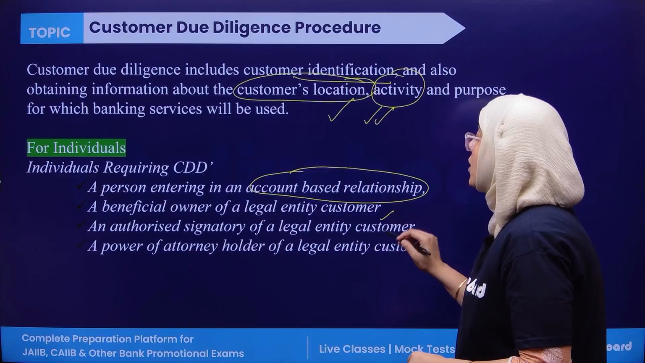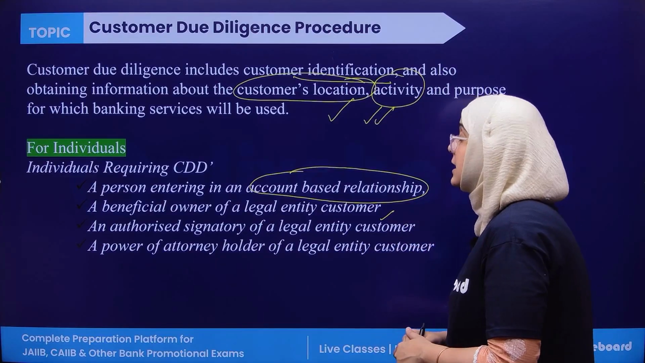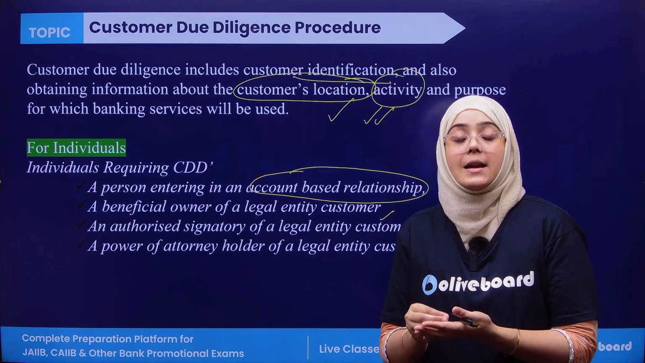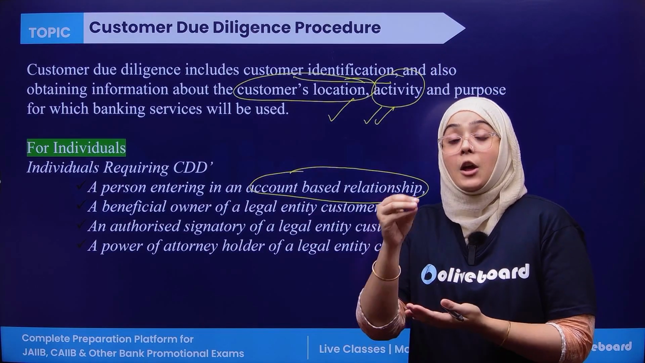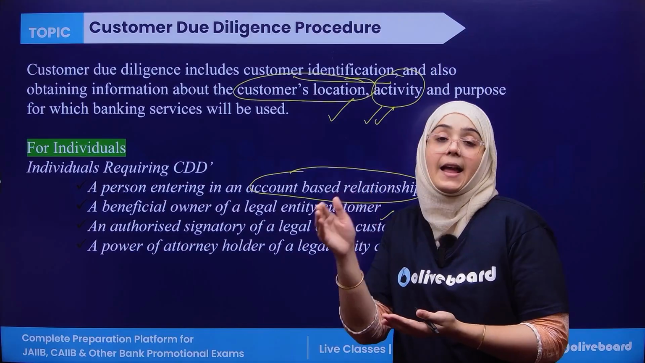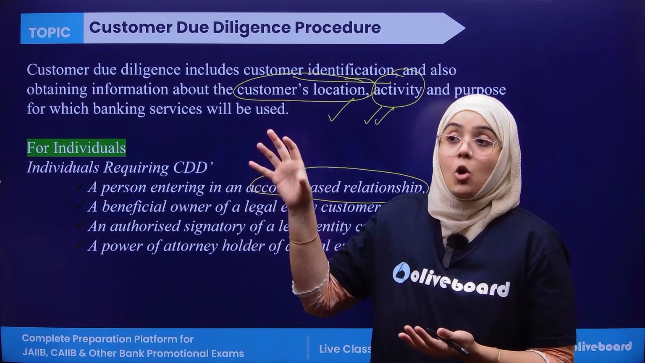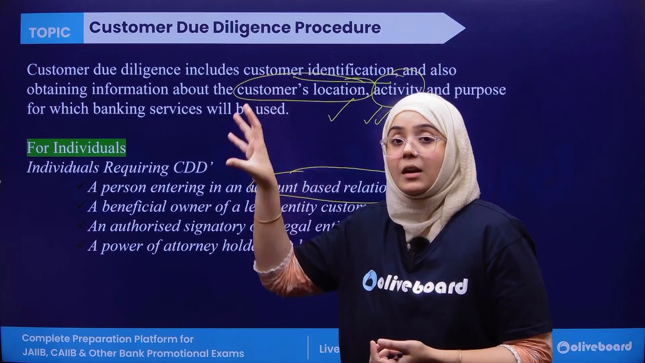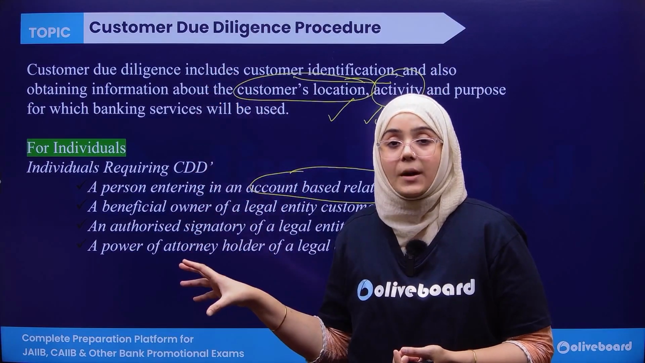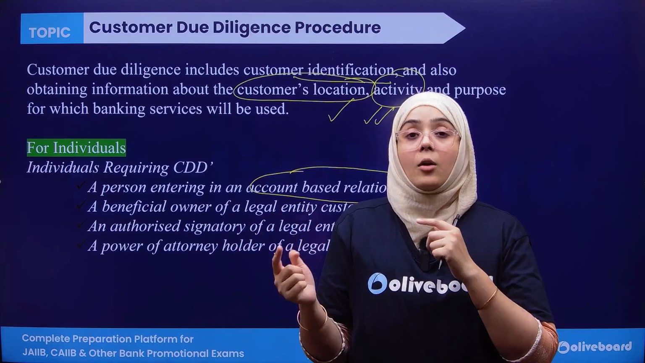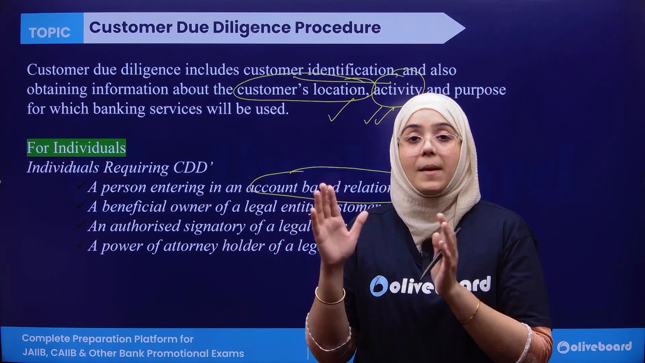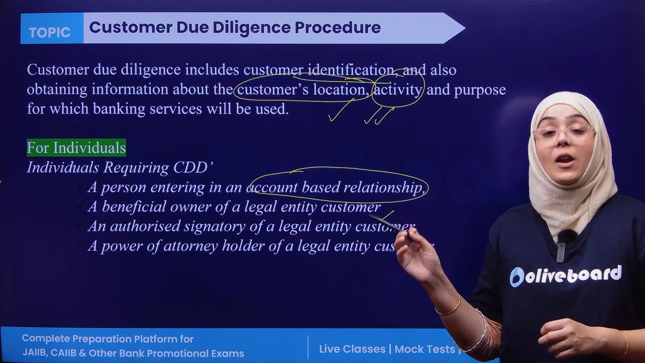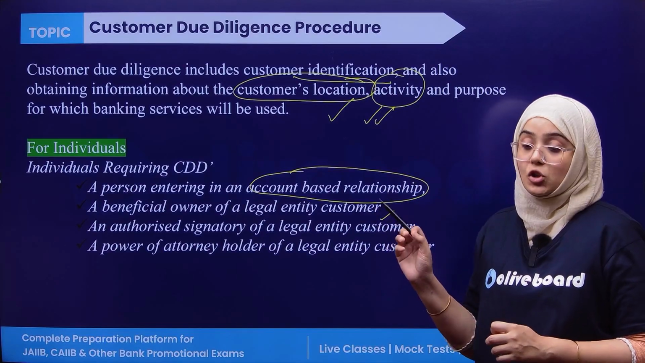A beneficial owner of a legal entity customer. Beneficial owner means you are representing someone. For example, there is a company whose account is in the bank. Now you are the beneficial owner, meaning you are representing that company. You are actually carrying out all the transactions on behalf of that company. Then you will go through this customer due diligence requirement.